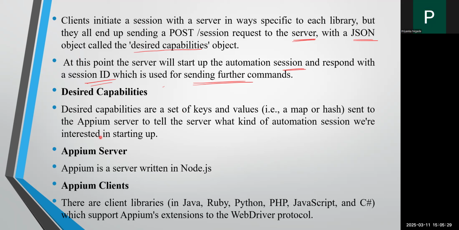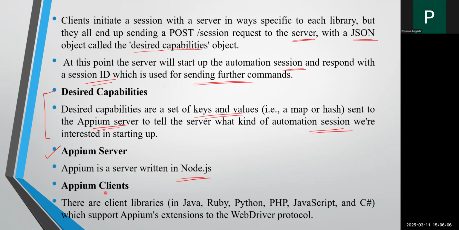So if anybody asks you what desired capabilities are, desired capabilities are a set of key value pairs like a JSON. You can say like a map or hash map, sent to the Appium server to tell it what kind of automation session they are interested in. Correct? So if I'm interested in testing my application on Android, I need to set desired capabilities for Android. If it is for iOS, I need to set desired capabilities for iOS. So technically, Appium is a Node.js server. It is a server written in Node.js.